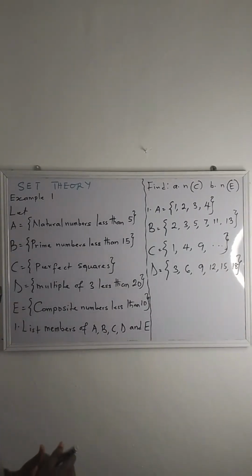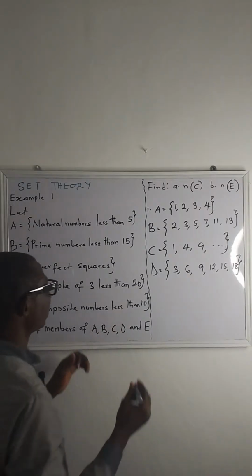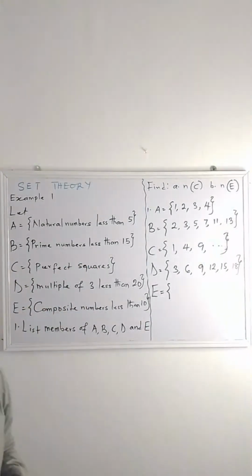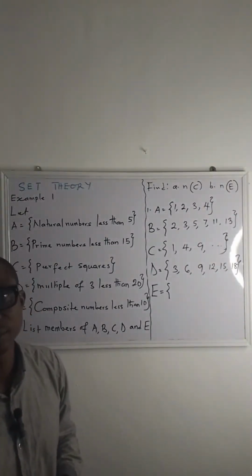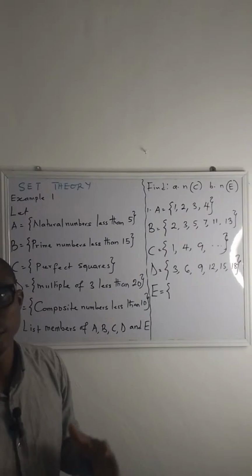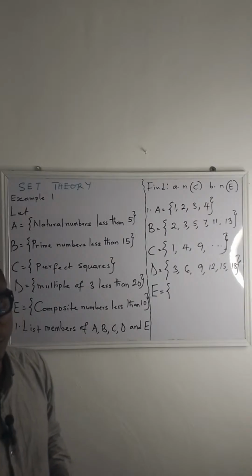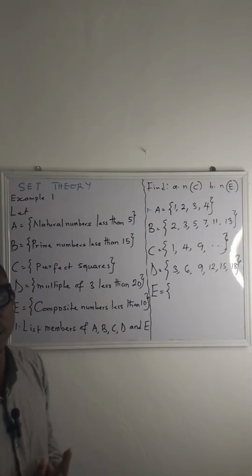All right, now let's move to the next one. E, the set of composite numbers less than 10. What do we call a composite number? Composite numbers are natural numbers that have more than 2 divisors. The first composite number is 4. 4 has 3 divisors: we have 4 itself, we have 2, and then we also have 1.